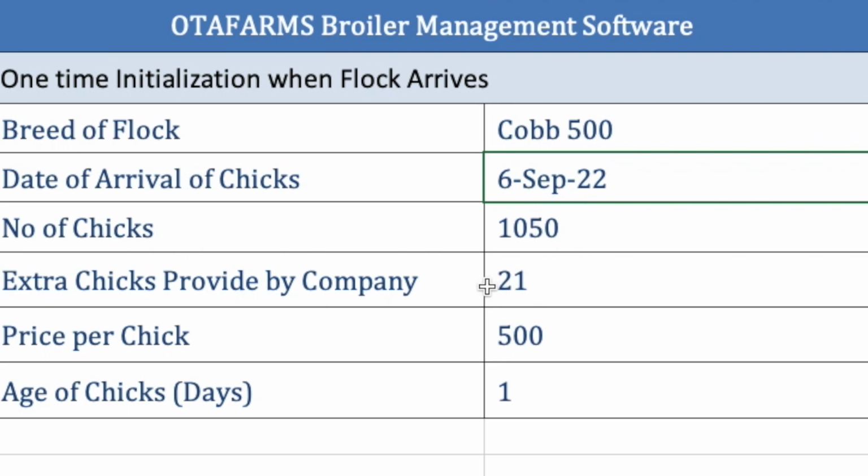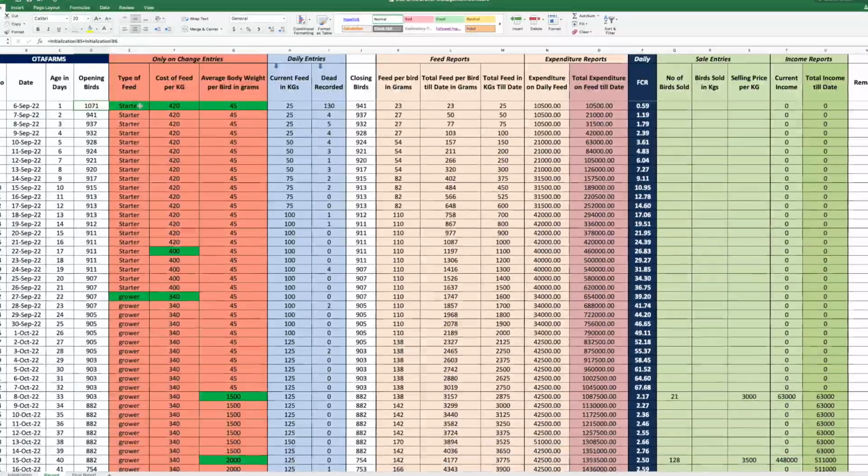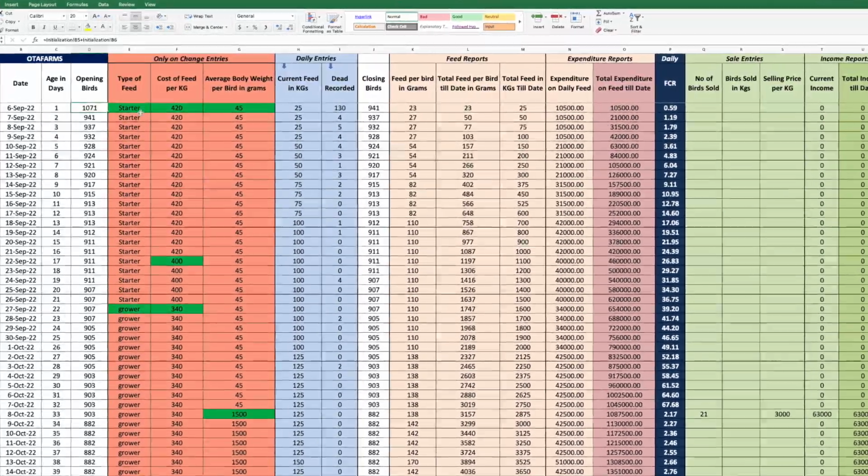total number of chicks plus the total number of complementary chicks that were added, that were given to you by the company that you purchased the chicks from, and that's what gave us 1,071 chicks. However, this is where you actually capture most of the data.